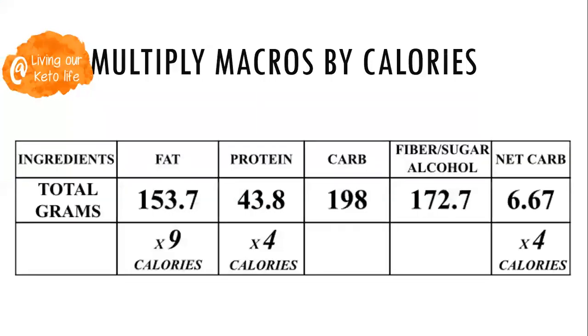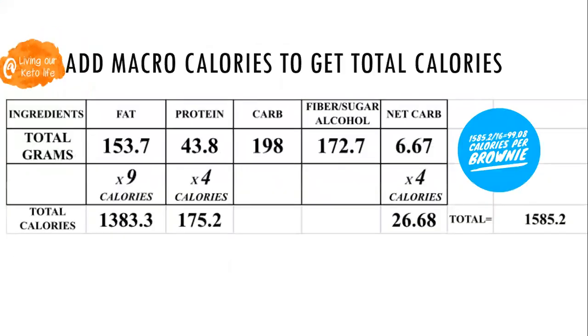So the next thing we want to do is take each of those individual grams from each column there and multiply it times its calorie value. So fat is 9 calories, protein and net carbs are 4 calories. And when we do that, we're going to get these totals. And that is what your calories are for the entire recipe. You'll notice in the little blue circle up on the right side, if I am making an 8 by 8 inch pan and I'm cutting it into 16 brownies, each brownie is 99 calories, basically 99.08 calories.